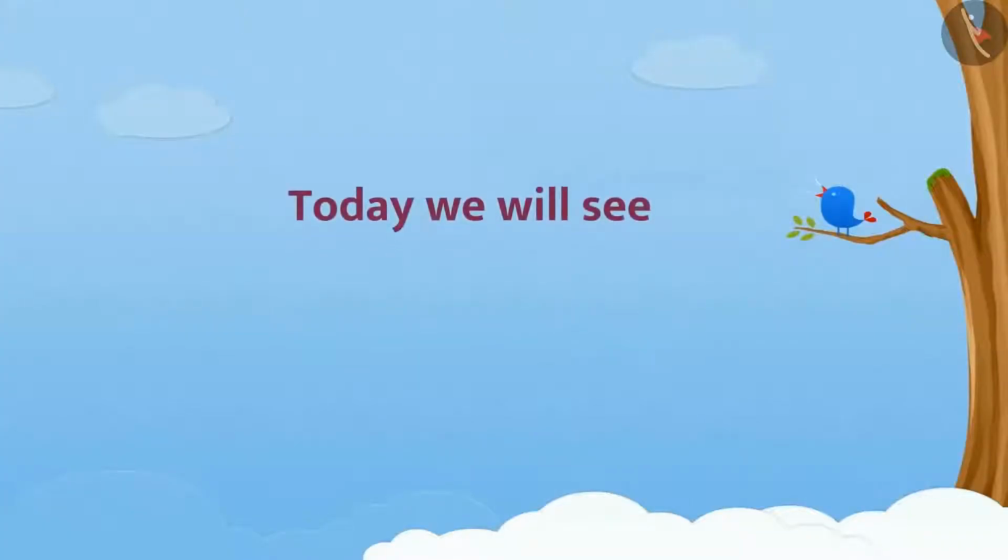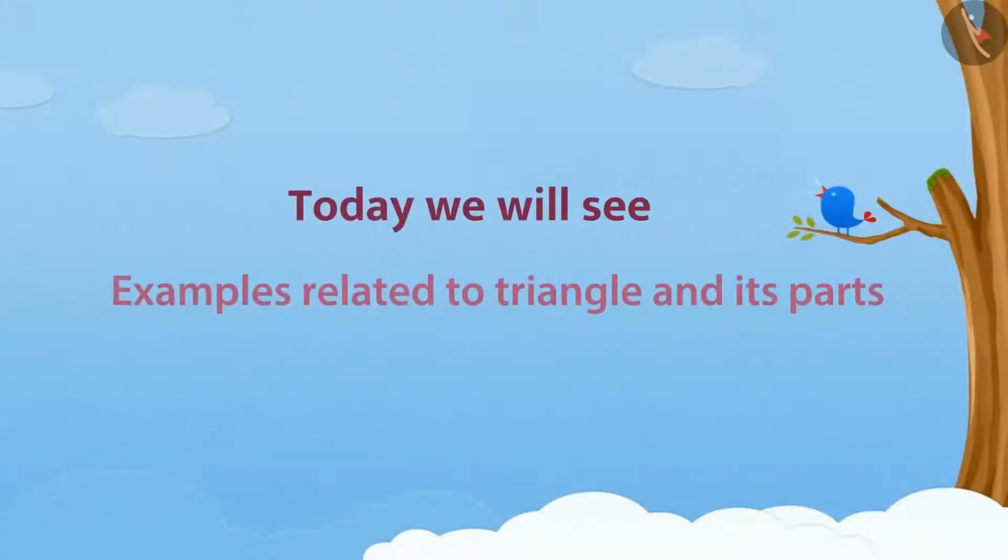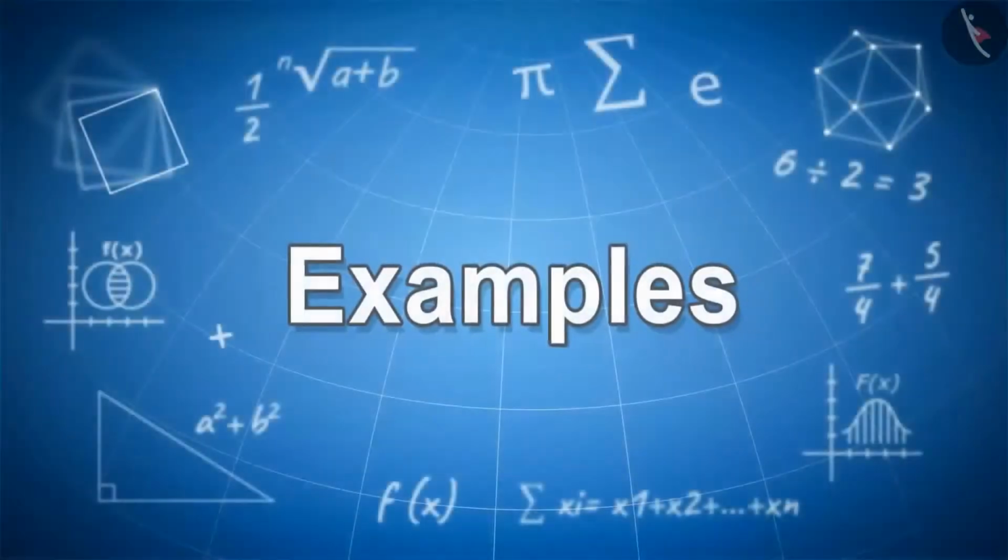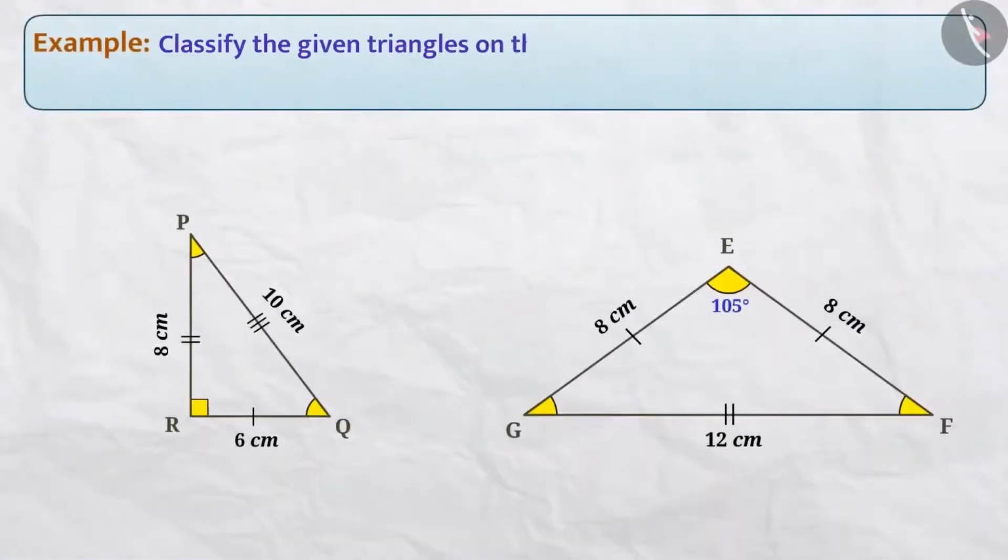Today we will see examples related to triangle and its parts. Example: classify the given triangles on the basis of their sides and angles.